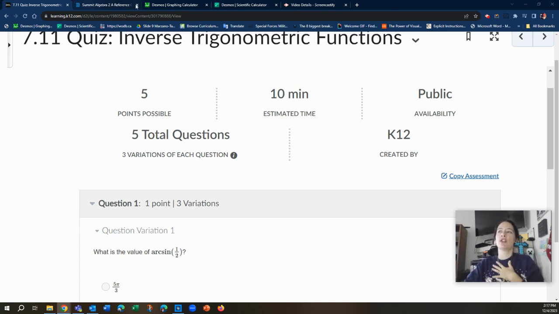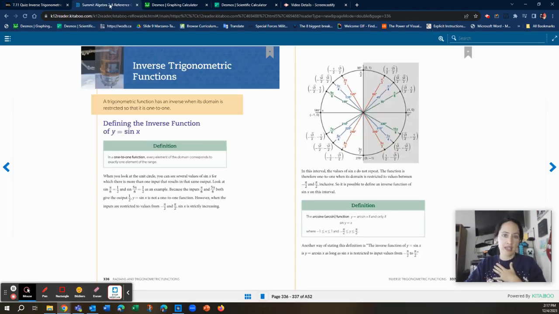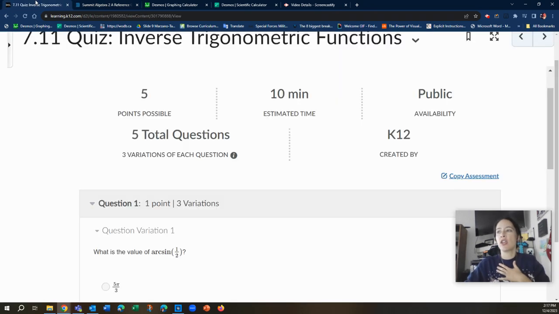Okay, so I have our book open. I have some graphing calculators open. I have the other video processing so I can upload that to YouTube. That's the mini lesson, 710 mini lesson. It talks about more of these ideas. But arc sine of 1/2.